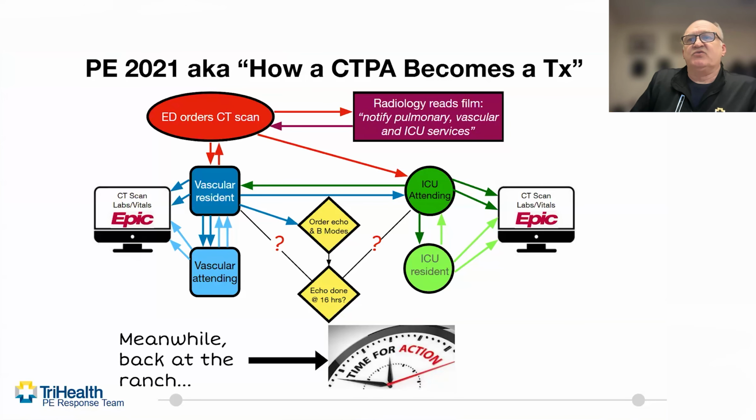Essentially, what the ED would do when they got the results of the CTPA would send out an APB to several different services. Each service seemed to mostly work within their own silos with their resident fellows and attendings, and they would get in and out of the EMR to gather more information. And eventually, if we got lucky, would start touching base with one another. That often occurred later rather than sooner to finally disseminate the plan.